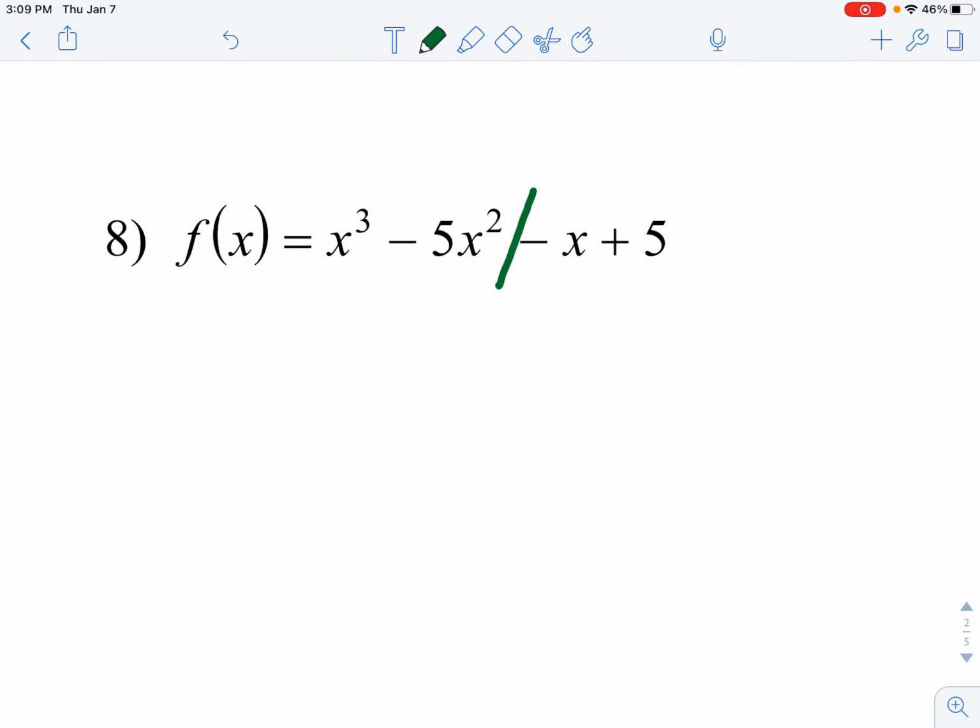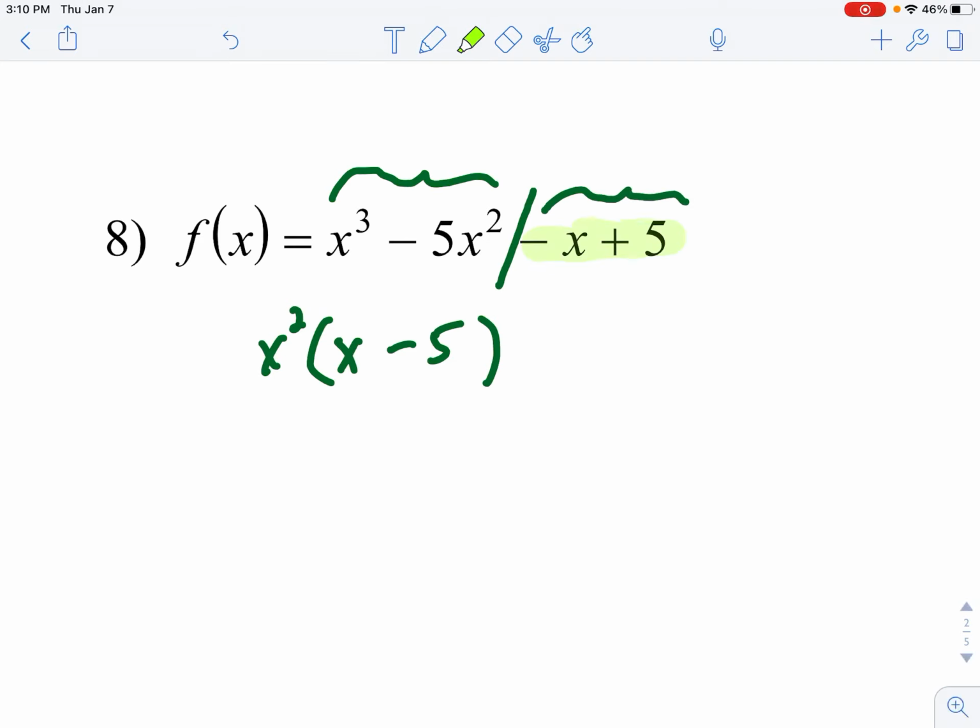So split this in half. Look at the first half. What do they have in common? And again, it's x squared. If you factor out x squared, you're going to be left with 1x minus 5. Out of the next 2 terms, what do they have in common? Well, it doesn't look like they really have anything in common. But with a negative sign there, I can factor out a negative 1.